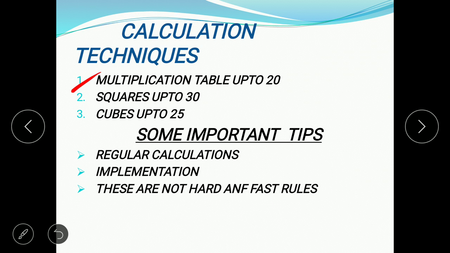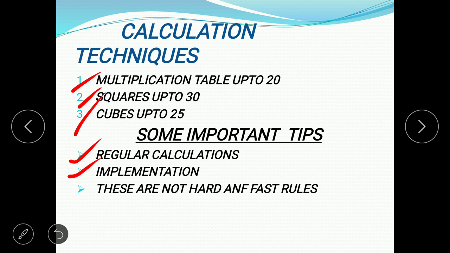First of all, we have to learn by heart the multiplication table up to 20, the squares up to 30, and cubes up to 25. Clear? Next, we have to practice calculations on a regular basis. Calculations should form an important part of our daily life. Just give calculations a time period of 15 to 20 minutes. Multiply any numbers, add any numbers.